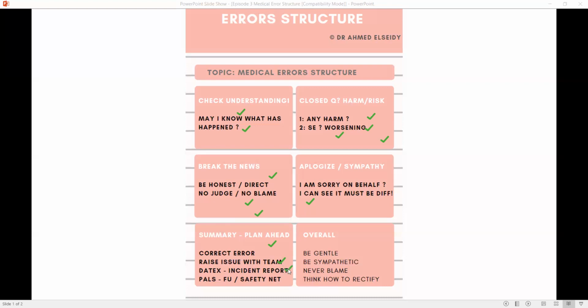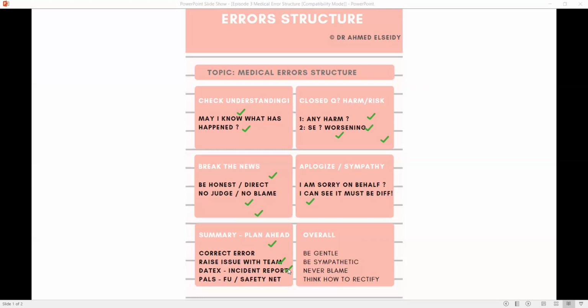The third step in your management is reporting the incident. If a medical error happened, for example, a wrong antibiotic or a missed biopsy sample, or any medical error, you can write an incident form, which we call DATEX. So that can be investigated by the hospital authority so they can find what went wrong and they can implement actions to avoid these mistakes from happening again.